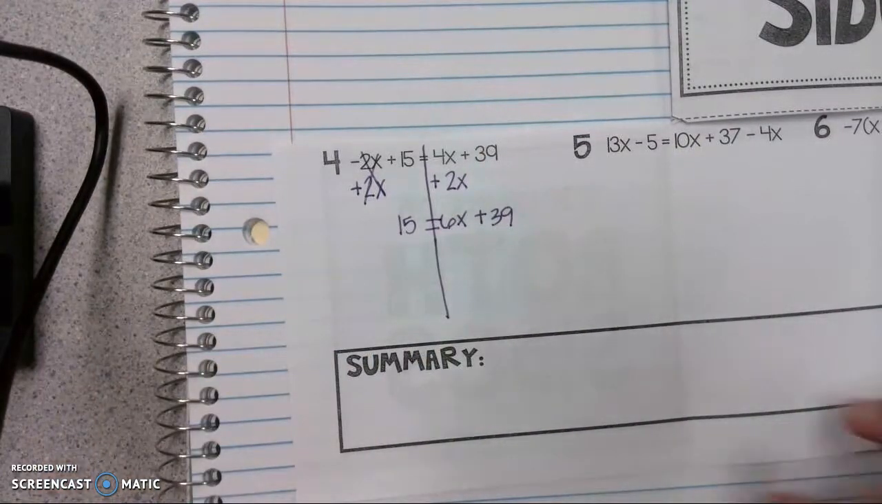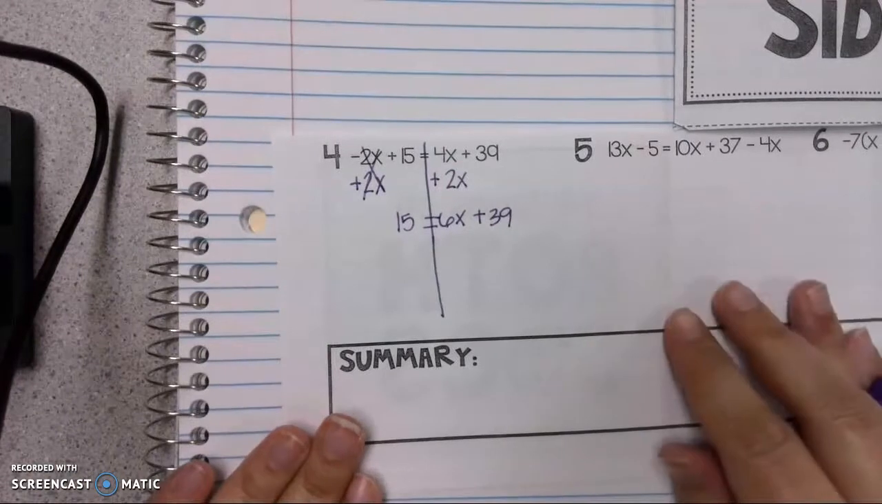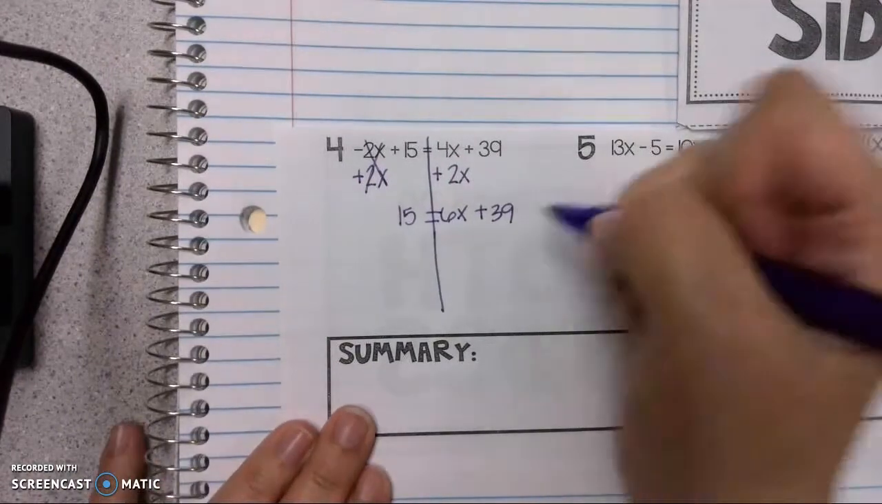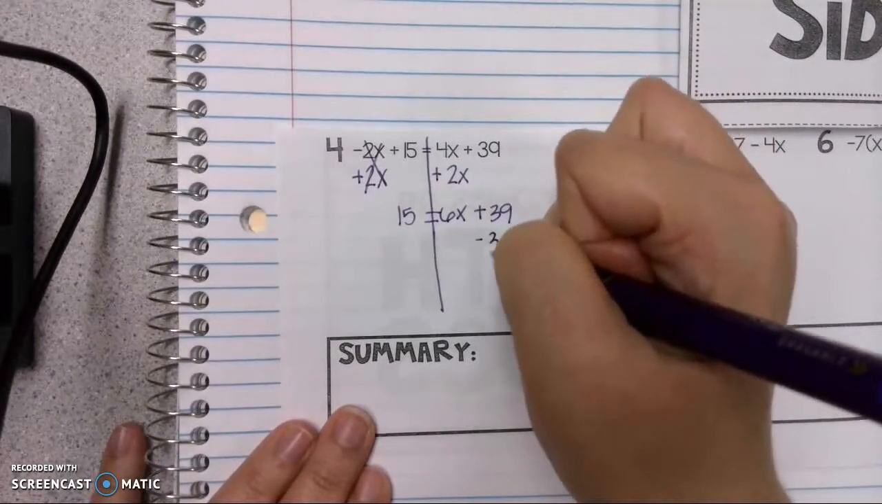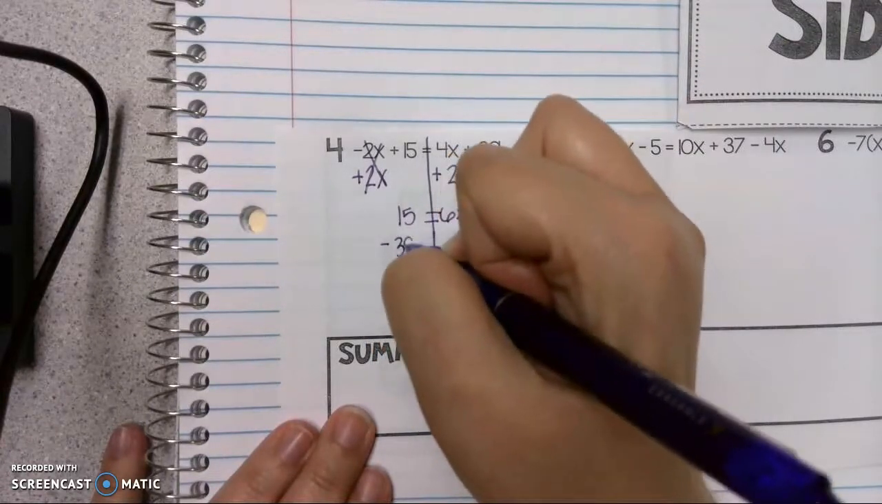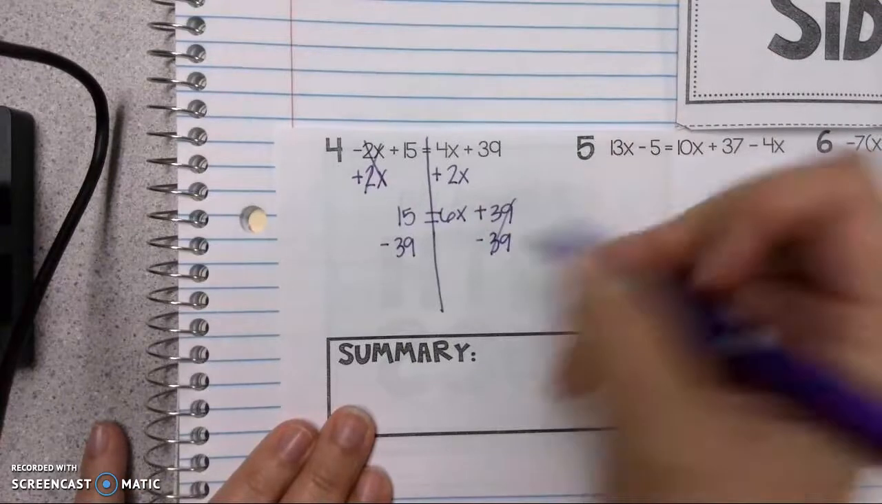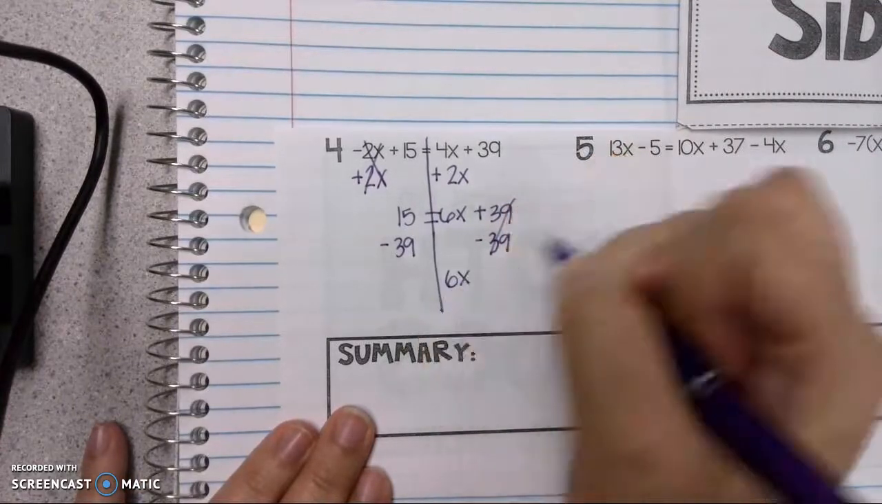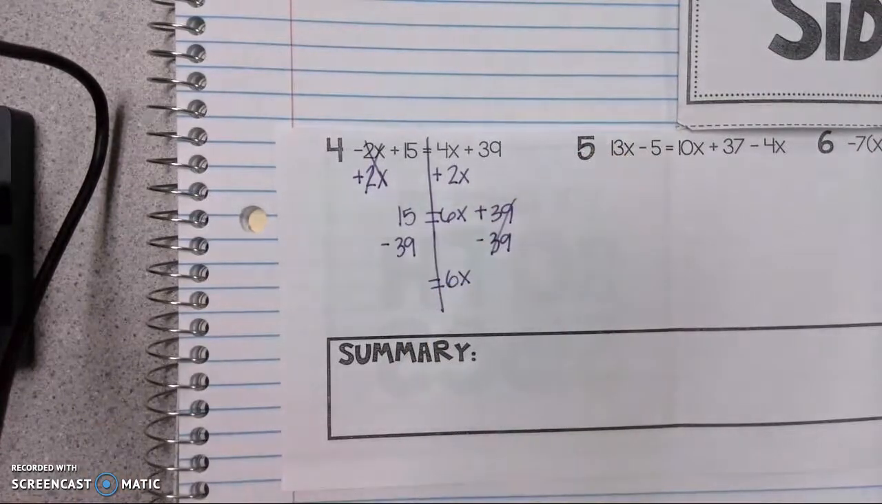And now it looks just like the problem that we did before. So I can do the same thing. Subtract my 39. Since it's being added, I have to do the opposite. So I'm going to subtract my 39 from both sides. Cancel out over here. I'm left with 6x.